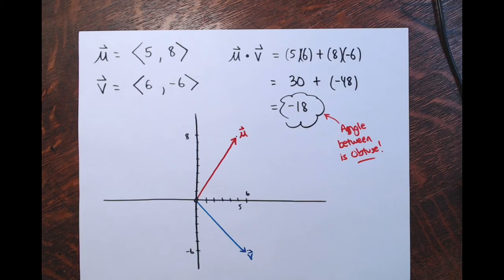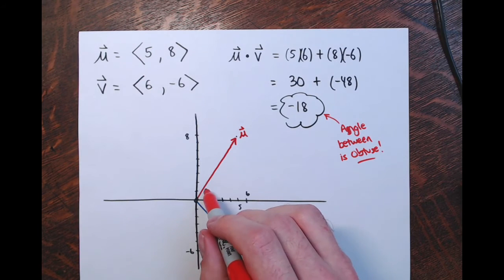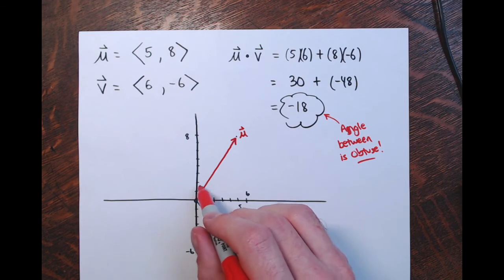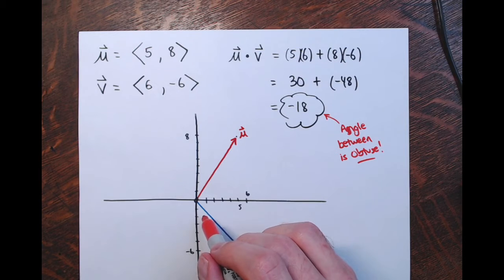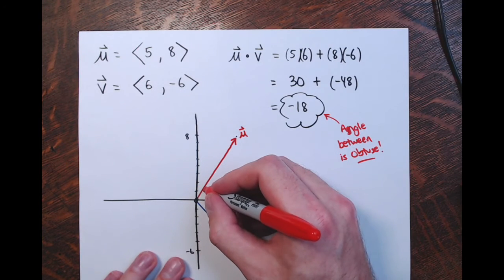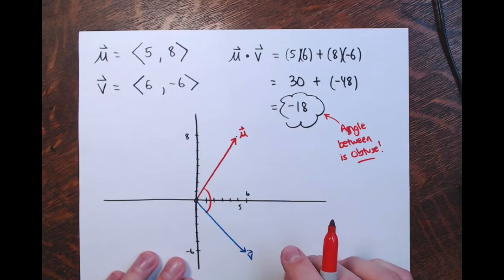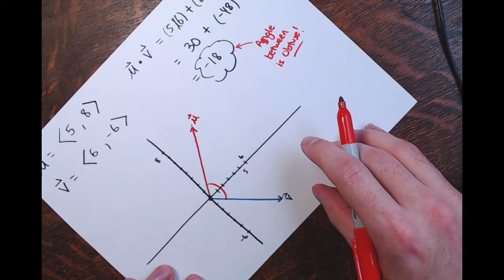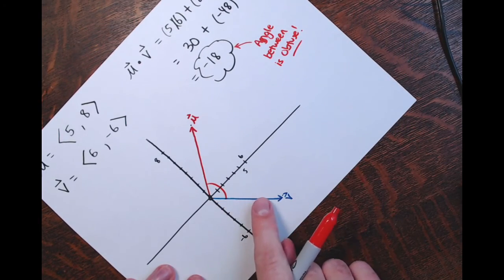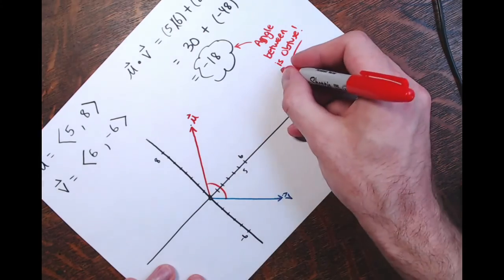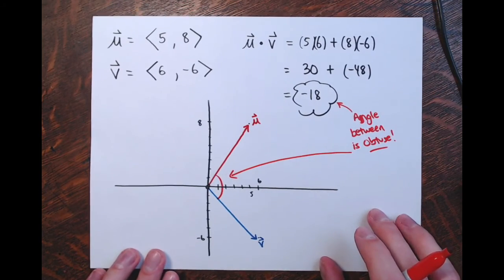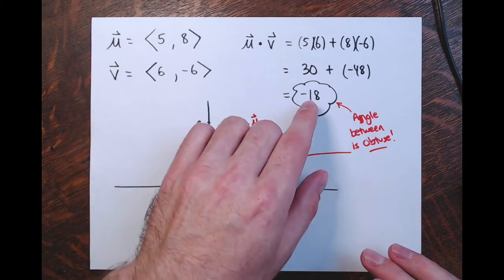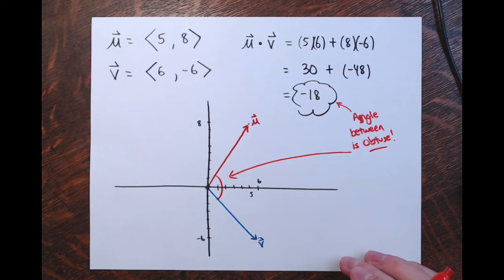Look at the angle between them. Now, when I say the angle between them, I mean the non-reflex angle, the smaller of the two. I know there's this big angle that's called a reflex angle, an angle bigger than 180. This angle here. Maybe if I turn it this way, when I make v horizontal, you can tell this is an obtuse angle. And that's going to happen whenever the dot product of two vectors is negative. The angle between them will be obtuse.